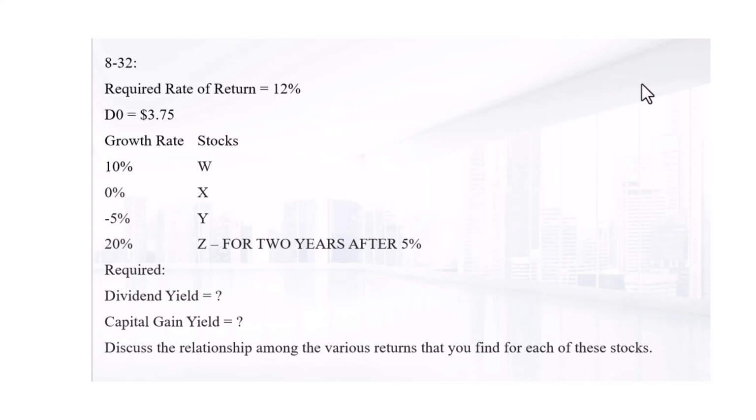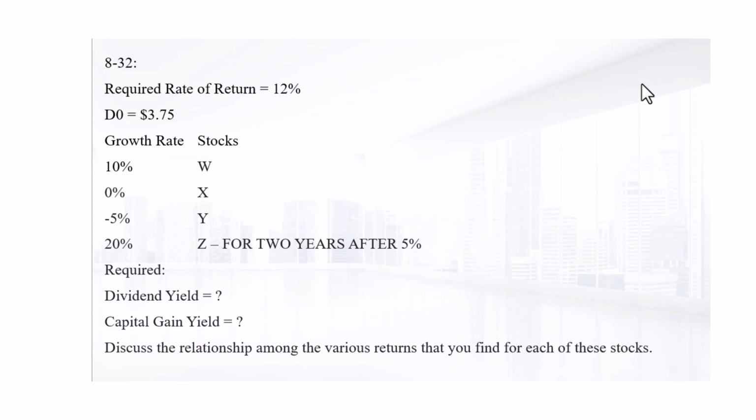Consider 4 different stocks, all of which have a required return of 12% and a most recent dividend of $3.75 per share. The stocks W, X and Y are expected to maintain a constant growth rate in dividends for the foreseeable future of 10%, 0% and -5% per year respectively.